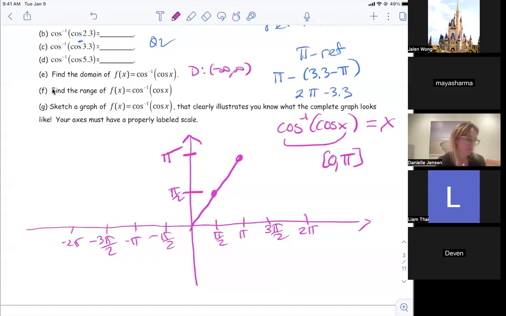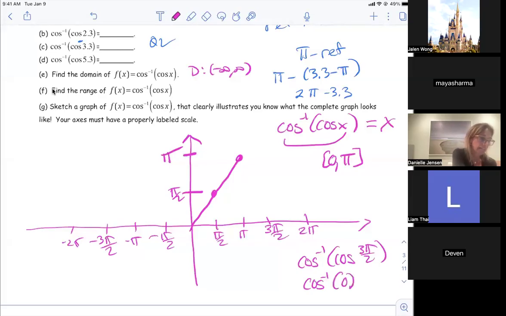So for things outside of Q1 and Q2, would it then just repeat what was already put on the graph? Yeah, so now if I put in 3 pi over 2, say I do inverse cosine of cosine of 3 pi over 2. Well, cosine of 3 pi over 2 is 0, and inverse cosine of 0, I'm back at pi over 2.